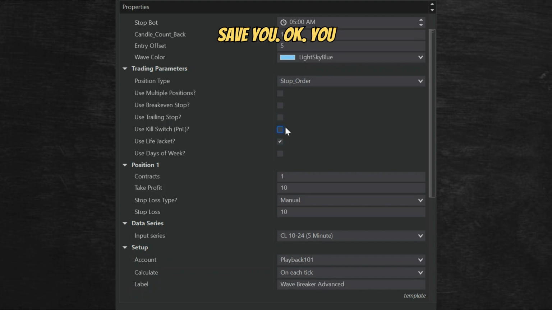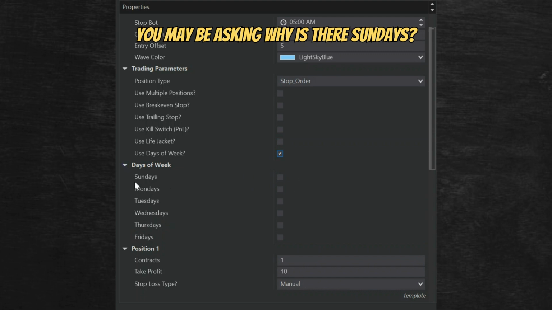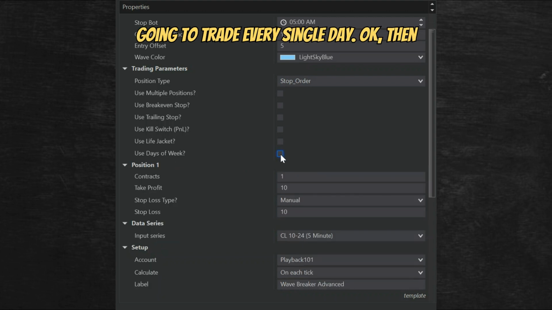Okay. You can also use days of the week. So you can trade Sundays, Mondays, Tuesdays, Wednesdays, Thursdays, Fridays. You may be asking, why is there Sundays? Well, the market does open in the USA on a Sunday afternoon, so that's why you can do it. So you can tick which days you like to trade. If you untick it, it's going to trade every single day.